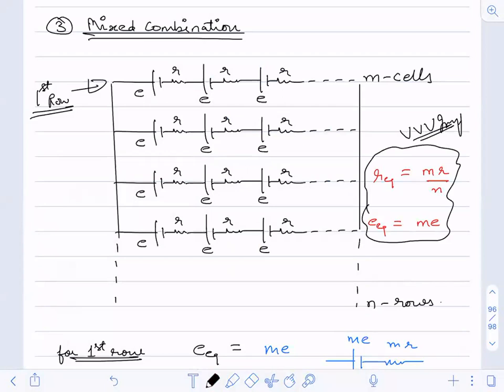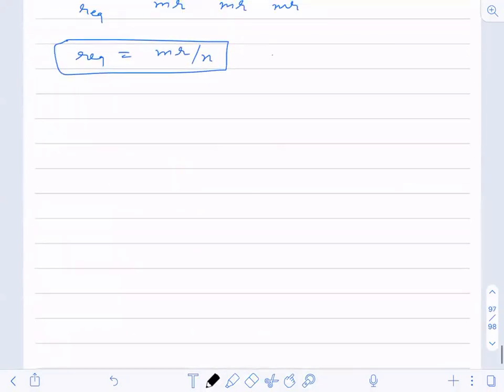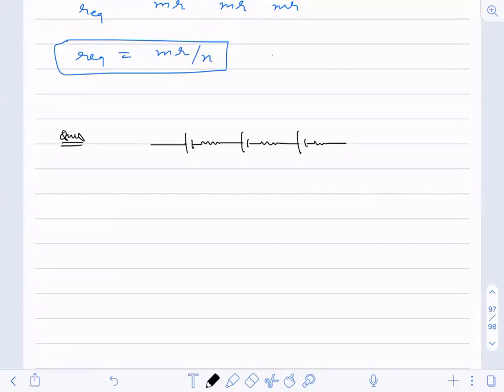Now I'm going to give you a question on this mixed combination. Okay, let us do that. If you are having any problem, we'll address that after this question. So what is the question actually? You have this cell, internal resistance, then again a cell, its internal resistance, cell and internal resistance. So you are only having three cells like that. Not M cells, only three cells are given to you.